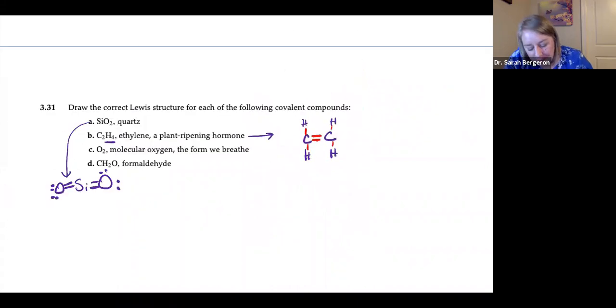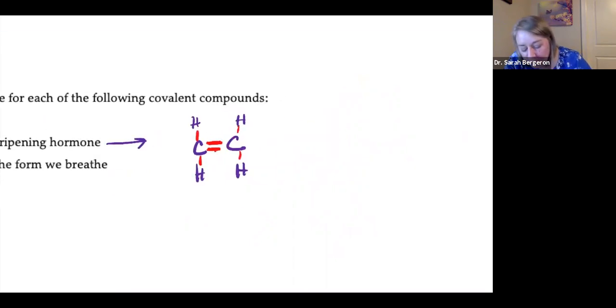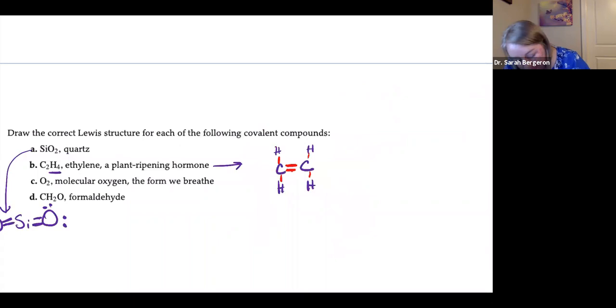All right, let's see. C2H4, molecular oxygen. Oh, I will tell you though, if you do the needed, available, shared, it tells you how many bonds need to be there. And so sometimes that's a little easier to do. So let me show you this one, needed, available, shared. Let's do this one both ways. And if you don't like it, you could just fast forward. Needed, available, shared. Okay, so I have carbon.